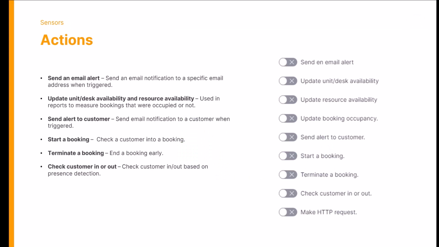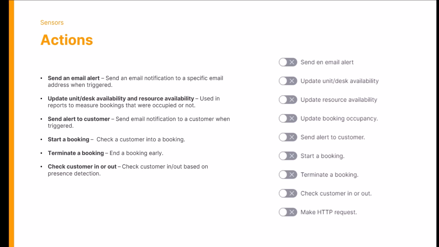Send alert to customer. This action will send an email to the customer via message macros. You create a message macro that you wish to use and select it when enabling the action. For instance, you could send an alert to a specific customer based on the temperature. If the temperature drops below X degrees in this meeting room, alert the customer linked to the booking.